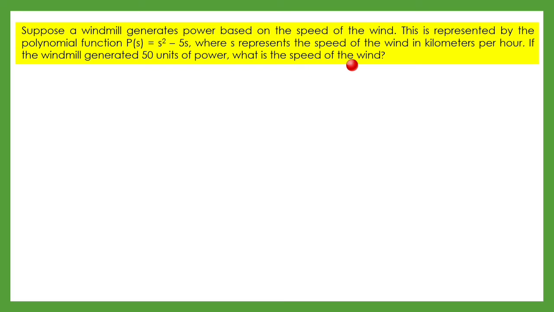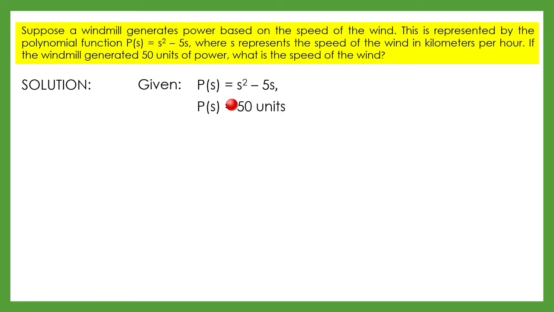So, kanina ang hinahanap yung kung ilan yung na-generate ng windmill. Ngayon naman, tinatanong kung ano yung speed of the wind. So, for our solution, let's rewrite the given. The given are the polynomial function P of S equals S squared minus 5S, and then the P of S, which is 50 units. So, galing dito, windmill generated 50 units of power.